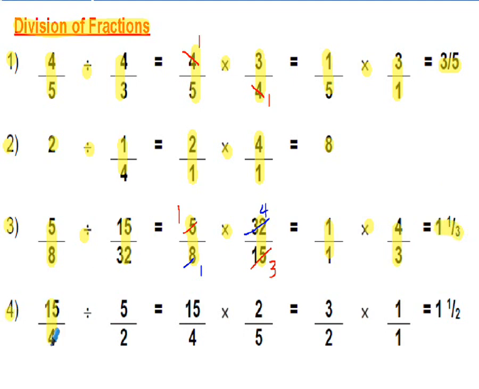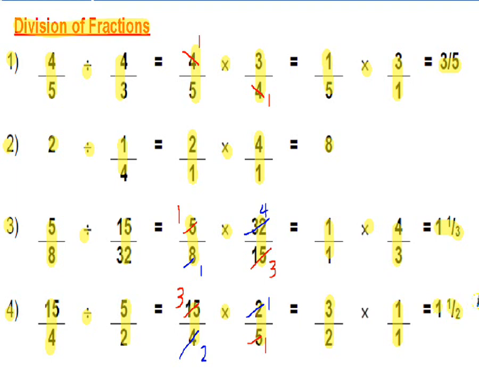Question 4, we've got 15 upon 4 divided by 5 upon 2. So we keep the first fraction, 15 upon 4, we flip the second one, so that's 2 upon 5, and we multiply. Again, looking for cancelling, the 15 and the 5 cancels to 3 and 1, and the 2 and the 4 cancels to 1 and 2. So our sum simplifies to 3 upon 2 multiplied by 1 upon 1. So 3 upon 2, or as a mixed number, 1 and a half.